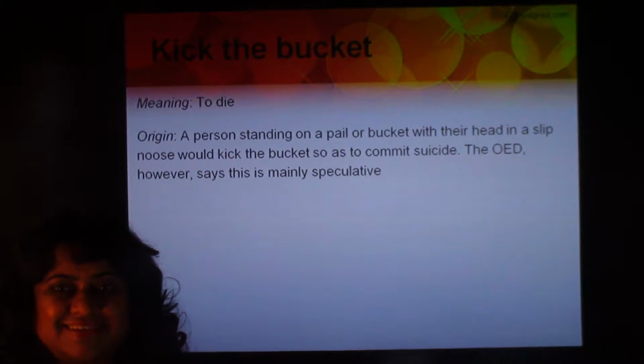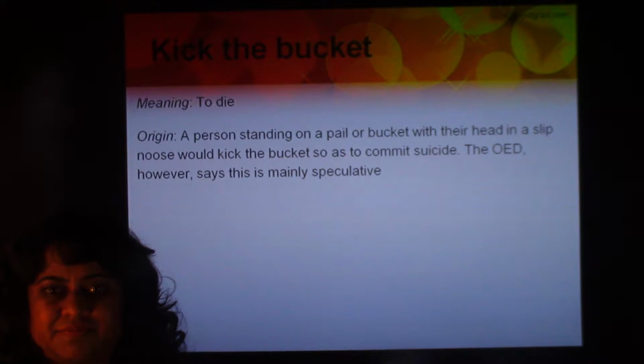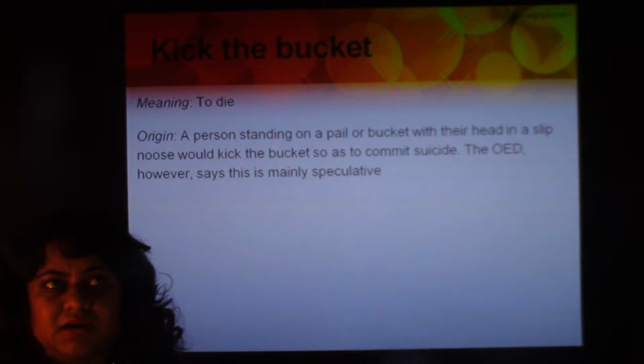Kick the bucket. So this is really a euphemism, a polite way of saying somebody is dead. To kick the bucket means to die. So you might come across this phrase in some essays or some novels where you say somebody kicked the bucket. It means they died. So what about the origin of this phrase?